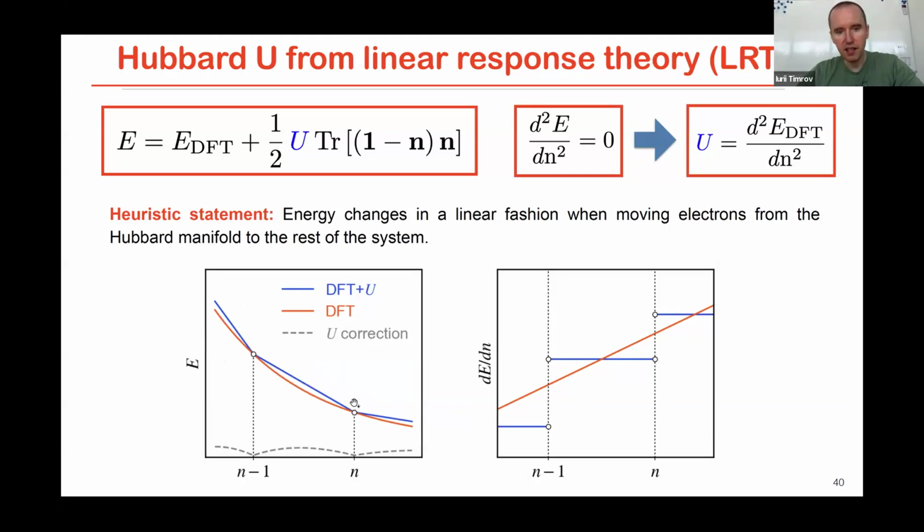So if it's a straight line, the derivative is constant, but then there is a discontinuity in the derivative, and there's a jump, another constant, another jump, another constant. So what it effectively does, the Hubbard U correction introduces a discontinuity into the functional. And that's why the band gaps are also improved in DFT plus U.